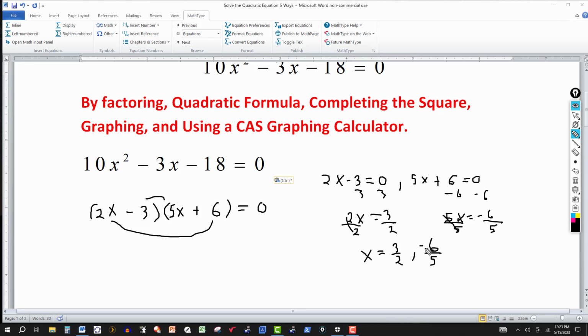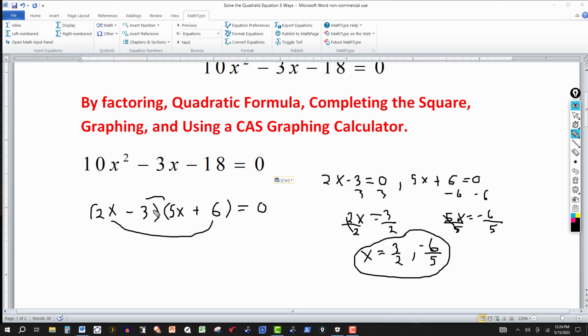So for a quadratic, the degree is 2. So you expect at most 2 distinct solutions. You could have a repeated solution, but in this case we get 2 distinct solutions, 3/2 and negative 6/5. And this is the first method you always want to try. If you're given a quadratic equation to solve and they don't give you an option as to what method to use, you can use any method you want.